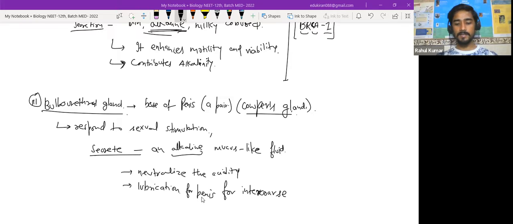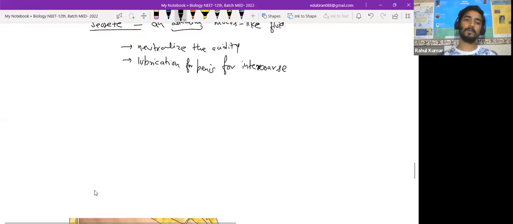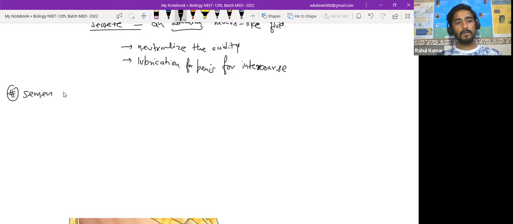So is this clear? The third gland is clear? At the end, write down one thing, which is semen. What is the full name of semen? Write down semen, or also known as seminal fluid. Sometimes students do get confused that seminal fluid is the fluid secreted from seminal vesicles. It's not the case. Seminal fluid is the overall fluid secreted, which consists of secretion from all the three glands, and it also contains sperms in it. Okay, everyone?